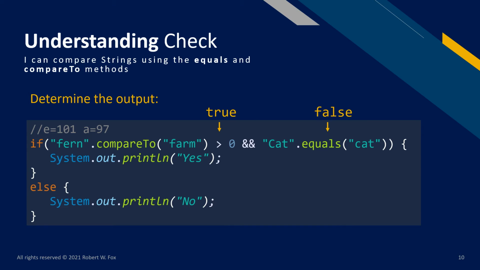The first comparison we make is the word fern to the word farm, and we ask if fern is greater than farm. In other words, does fern come later in the alphabet? And it does, so this evaluates to true. The second thing we do is we have an equals, and we compare cat with a capital C to cat with a lowercase c, and we compare using the equals method. And since capital C and lowercase c are different characters, this evaluates to false. And remember, with an and, both of them would have to be true, so we go to the else and we end up printing no.